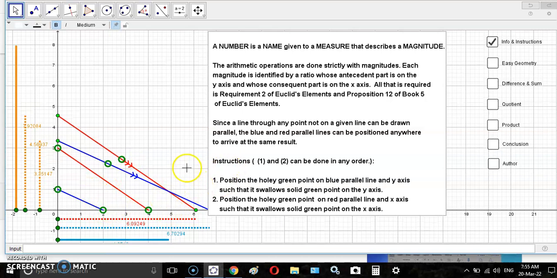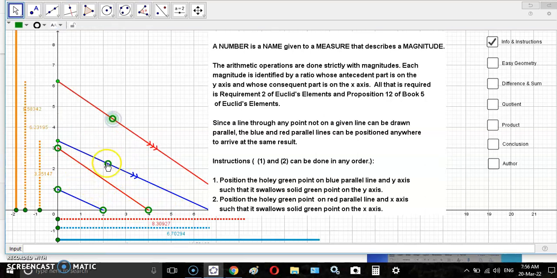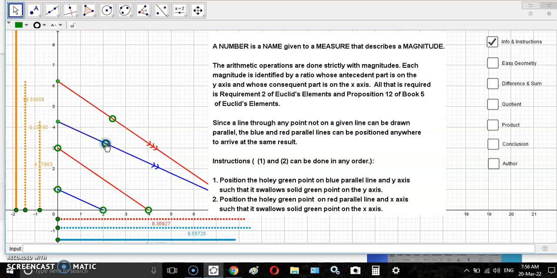And all that is required really is requirement 2 of Euclid's Elements and proposition 12 of book 5 of the Elements. And now we know that since a line through any point not on a given line can be drawn parallel, the red and blue parallel lines can be positioned anywhere to arrive at the same result.